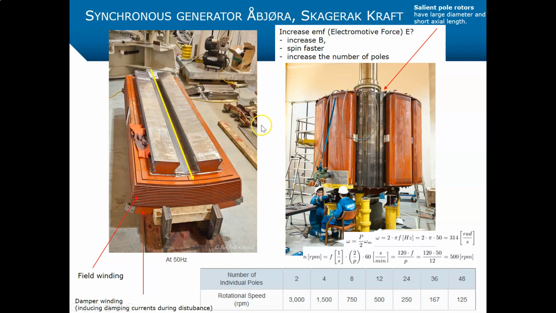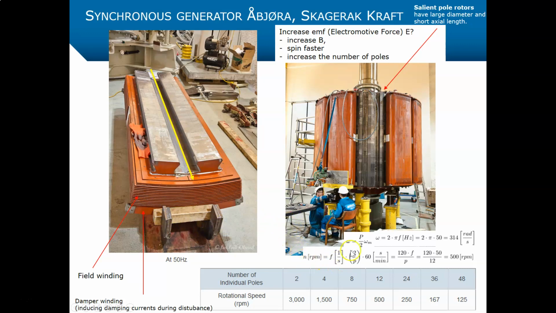Here is one of the field windings taken down from the rotor, and you can see it lies here. Here then is the copper surrounding. And then we have the damper bar in the end here.